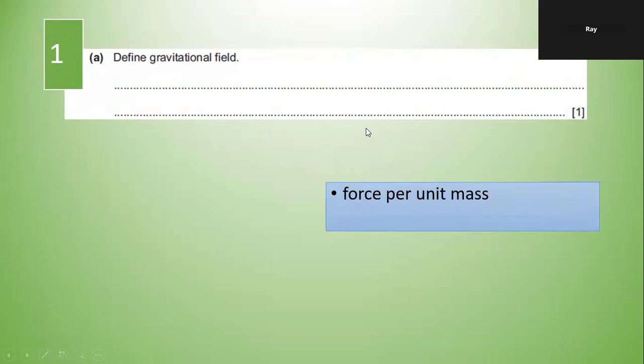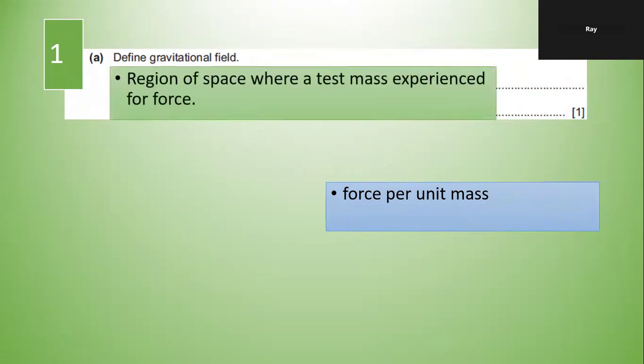Usually, previously, if it's a gravitational field, then it's just a region of space where a test mass experiences a force, as I said, but the marking scheme put it as force per unit mass. So I ask you to check with your lecturer.